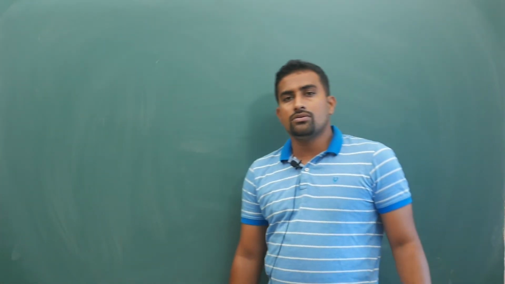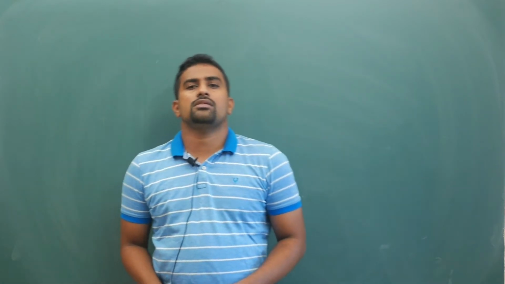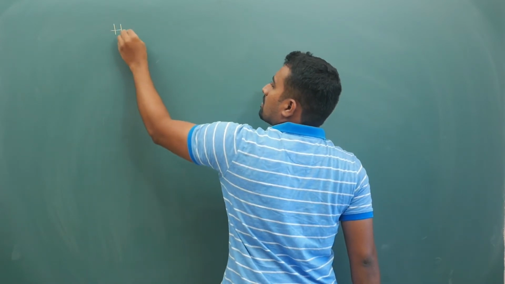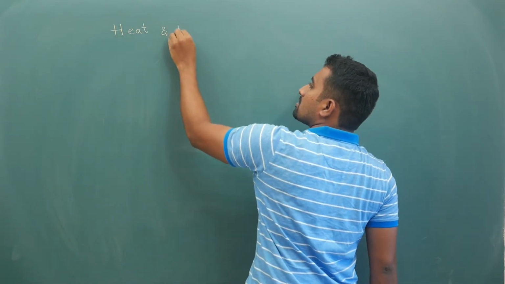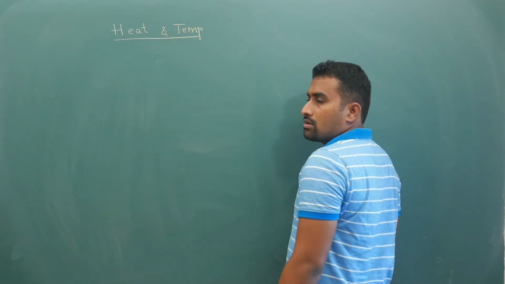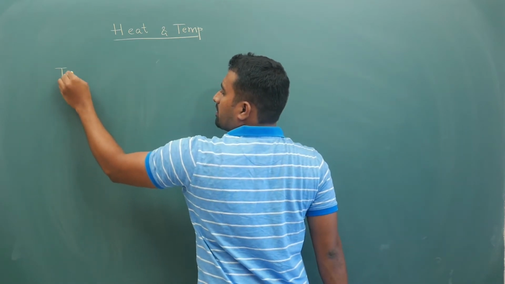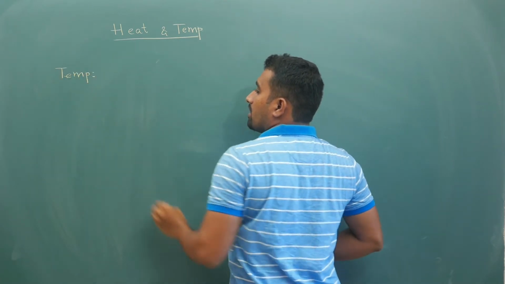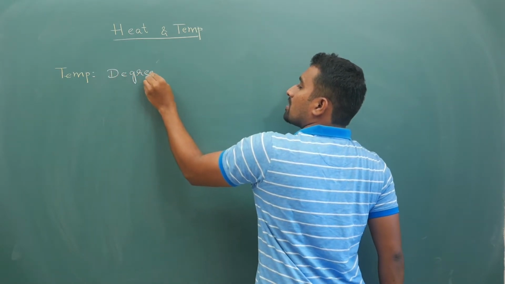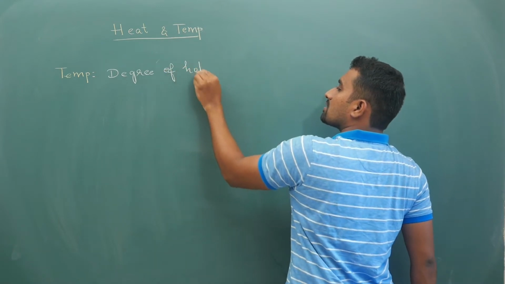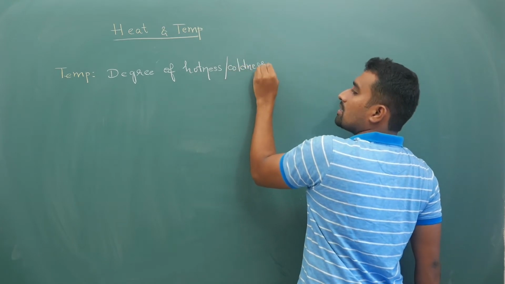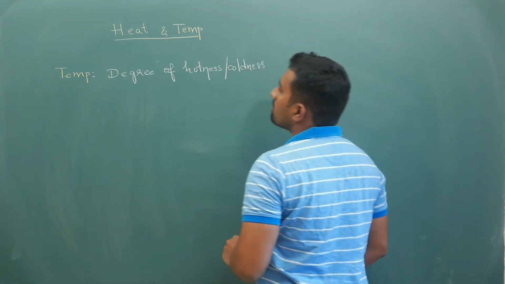Now first we are supposed to understand two important terms. One is heat and the other is temperature. Often these are misunderstood terms. Usually in the books they will give the definition like this: the degree of hotness or coldness of a body is mentioned as temperature.